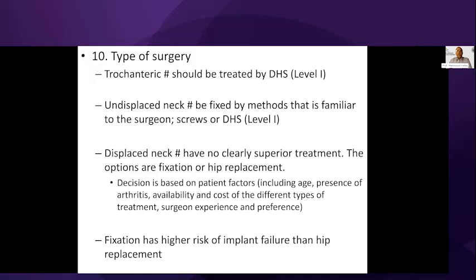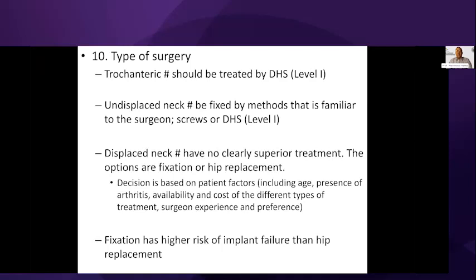How about the type of surgery for trochanteric fracture, a DHS or a nail, whatever it is, it's a fixation. This is level 1. And using joint replacement for this, yes, occasionally I use this, but the level 1 evidence supports fixation for trochanteric fracture rather than replacement. For undisplaced intracapsular fracture of the neck, here there is level 1 evidence to say that you can use either screws or DHS.